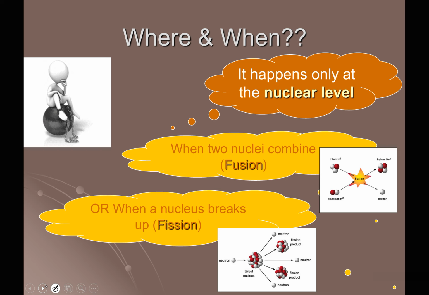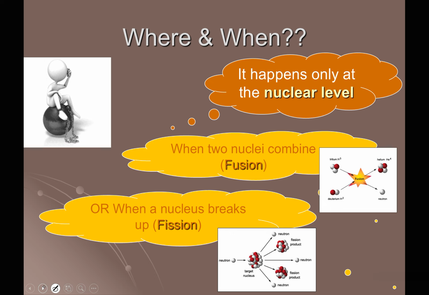But both of them, whether nuclear fusion or nuclear fission, occur at nuclear level. That's why the topic, or the chapter, or the unit, is called nuclear physics. Both of them are occurring at nuclear level. So whether it is fusion or fission, they both occur at nuclear level.